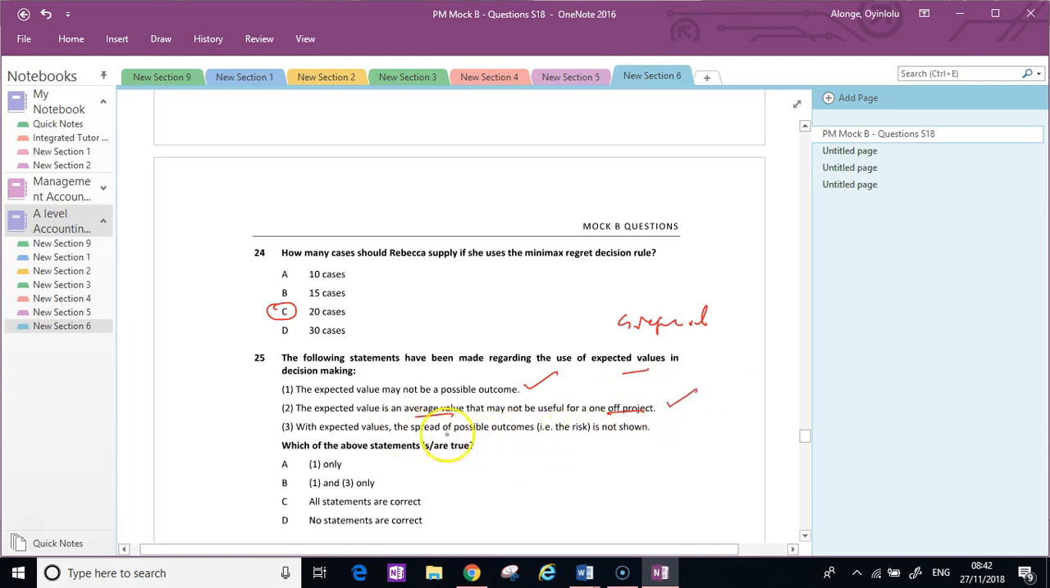And with expected values, the spread of the outcomes, we only have one result. We don't know what the different potentials are. We just arrive with one final value. So that's also true as well. So all the statements are correct.